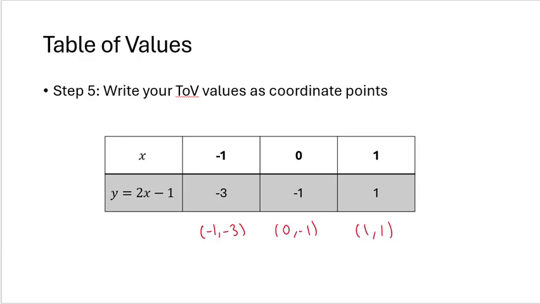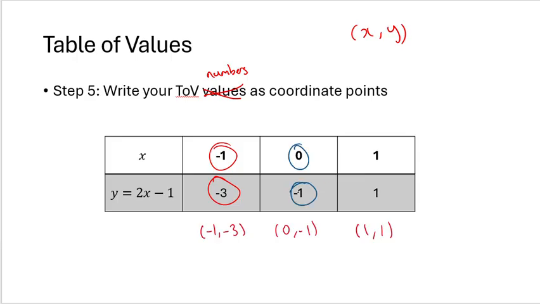The final step is to write your table value numbers as coordinate points, okay? So because you read a coordinate as x and then y, you have to put it in that exact order. So I know my x value is -1, and then my corresponding y value was -3. So that's why I got the coordinate point -1, -3. And then you just do the same thing with the others right there.